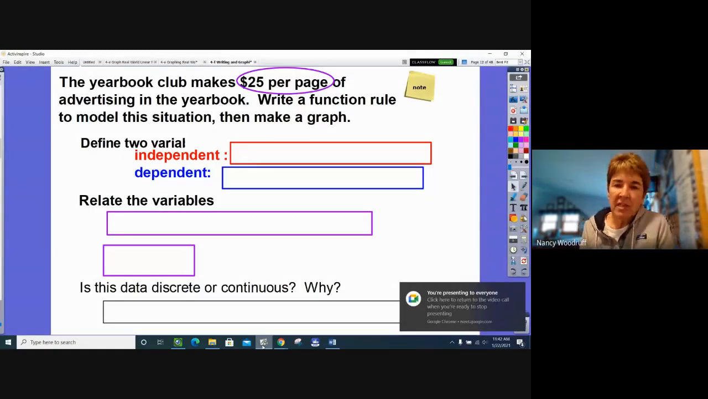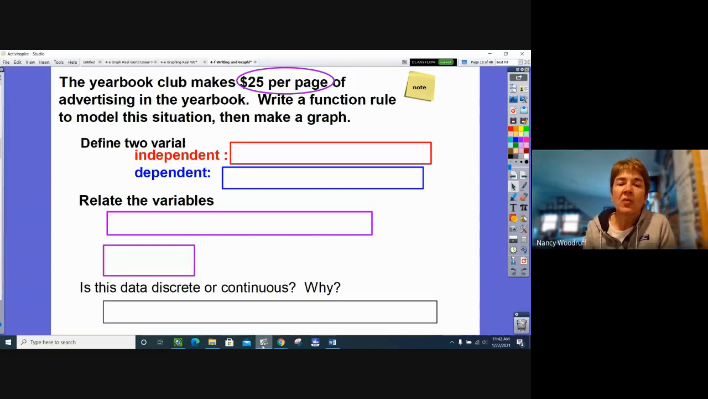The yearbook club makes $25 per page of advertising in the yearbook. So this will be more like your Ledyard High School yearbook, or if you go to a different high school, the books are pretty chunky. So they cut the cost to the student by selling advertising. So $25 in this case per page if you're going to buy some advertising in the yearbook. So we're going to write a function rule to model this situation and to make a graph.